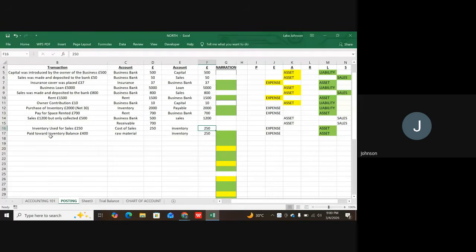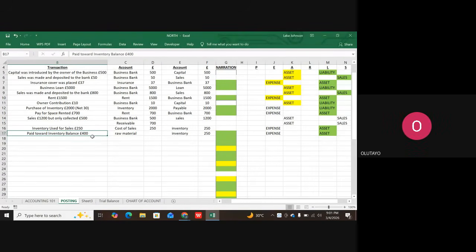Now the last transaction is paid towards inventory balance. We paid 400. So what is the posting going to be now? When we paid money for inventory, who can tell me the accounts that are going to be affected? Maybe accounts payable and bank. Somebody says inventory and bank. Which of the accounts are we debiting, and which are we crediting?